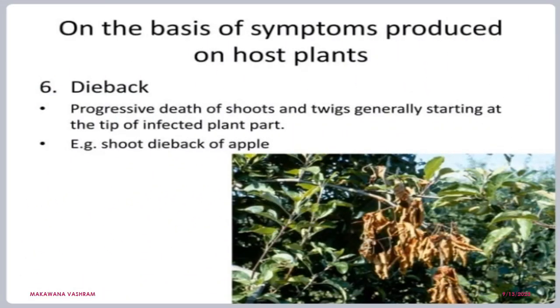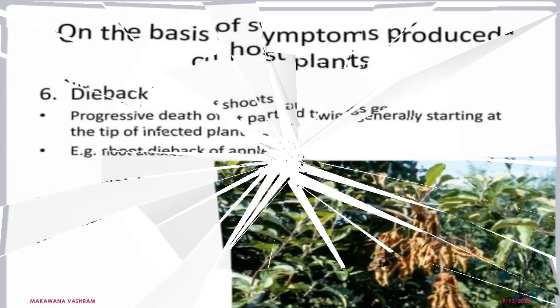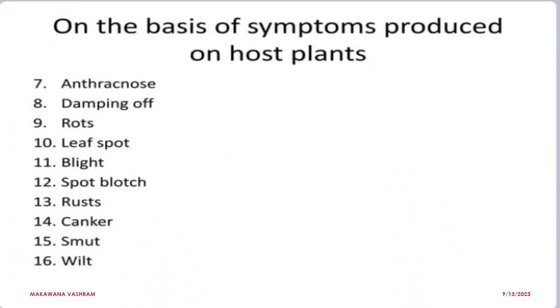Dieback: progressive death of shoots and twigs, generally starting at the tip of the infected plant part. Shoot dieback of apple. Other diseases are anthracnose, damping off, leaf spot, blight, spot blotch, rust, canker, smut, wilt.